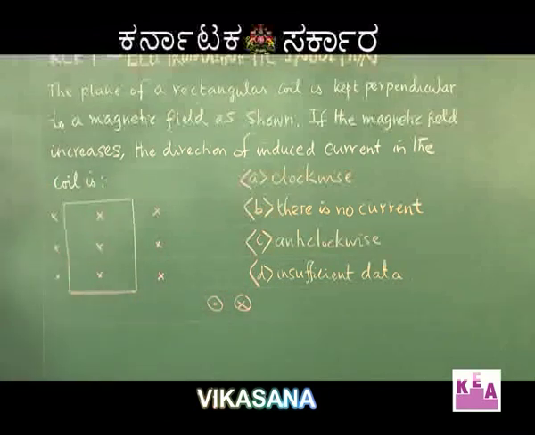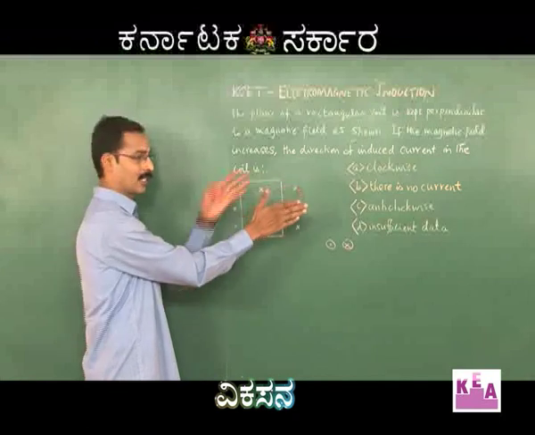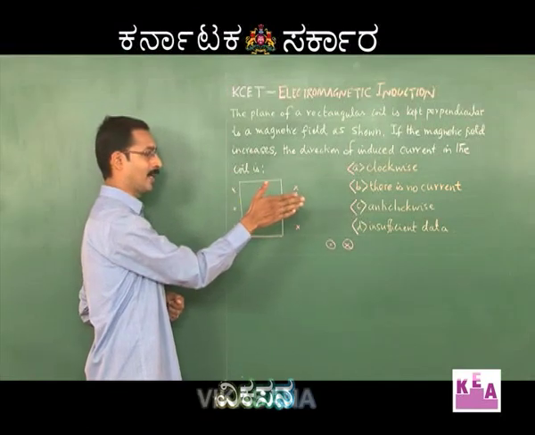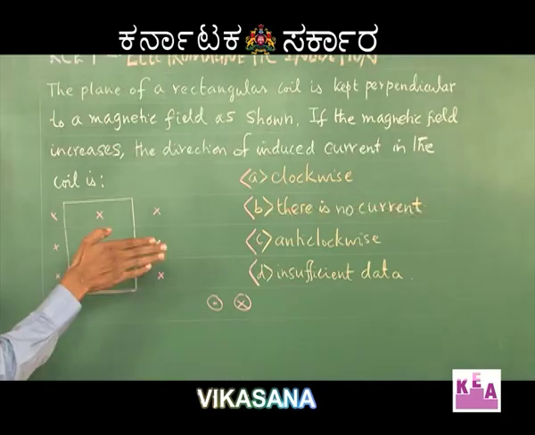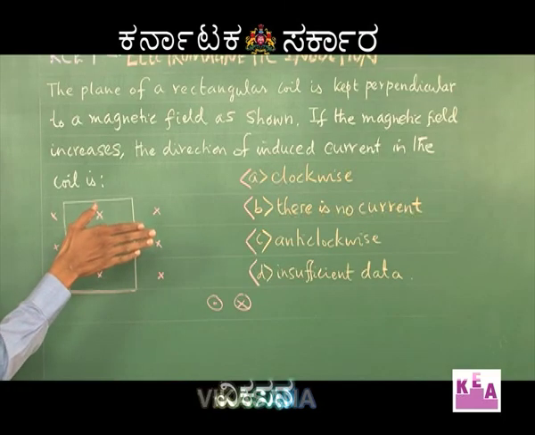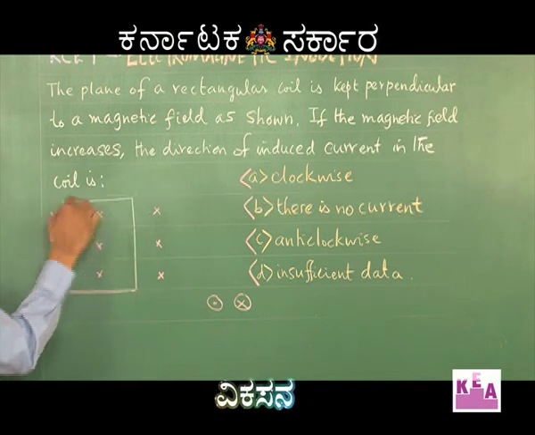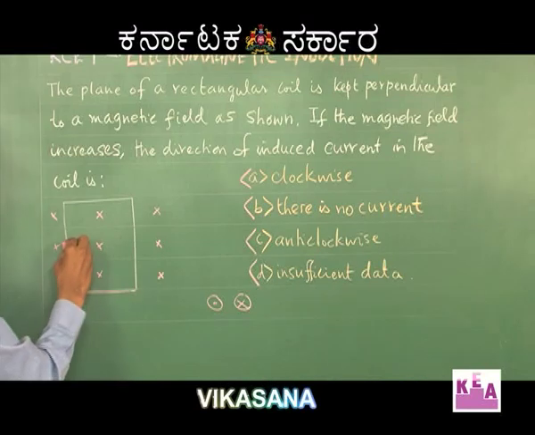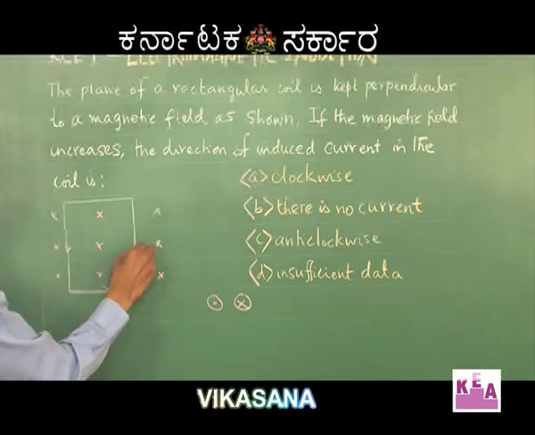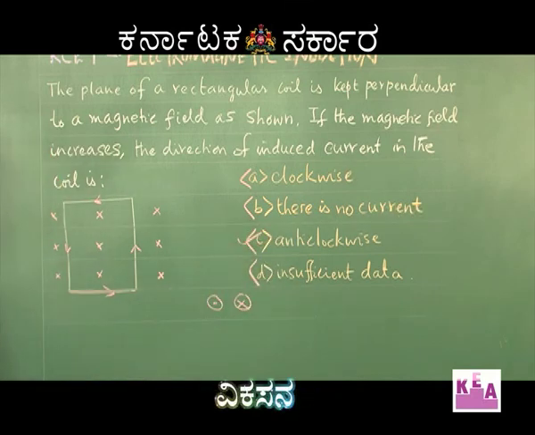To produce such a field, I have to keep the north pole of a magnet here, and the south pole would be somewhere here. To increase the field, you have to move the magnet towards the coil. If you move the magnet towards the coil, you are moving the north pole of the magnet towards the coil. Therefore, this coil would become a north pole, that is, an anti-clockwise current flows through the coil. The answer is C, anti-clockwise.